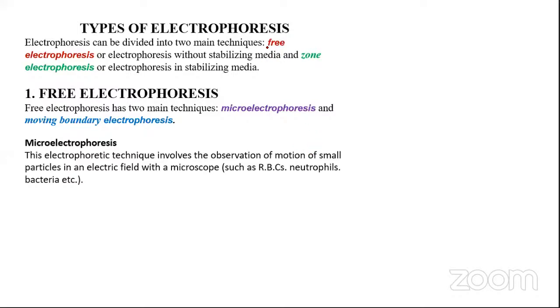Essentially, there were two forms of electrophoresis in which it was developed. First was called free electrophoresis, and the other one was called zone electrophoresis. The basic difference between the two is that in free electrophoresis, you don't use any stabilizing media. So it is without any stabilizing media. You carry it out just in buffer. While zone electrophoresis is one in which you incorporate a stabilizing medium. So this much is clear. What is the difference between free electrophoresis and zone electrophoresis?